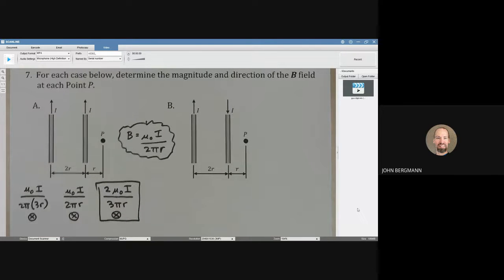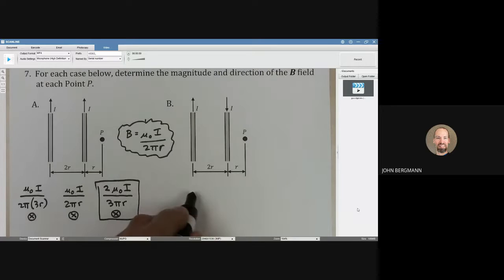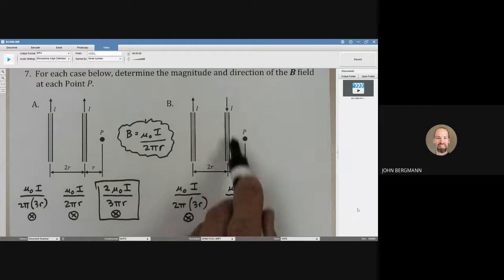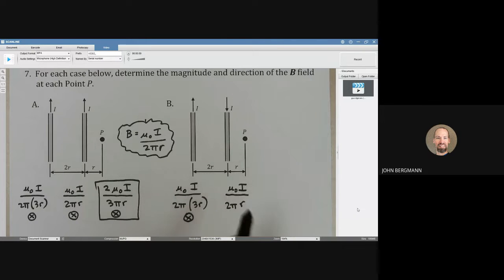Let's look at the next one. Here we have the first contribution is going to be mu naught times I divided by 2 pi times, once again, 3r, and that will be directed by the Thumbkin twist and right hand rule into the page. Then we take the other wire, mu naught times the current I. How far away is that? It's going to be 2 pi, simply r. Now, if you use your Thumbkin twist and right hand rule, the contribution from that wire will be out of the page. So you see we have a subtractive effect here.